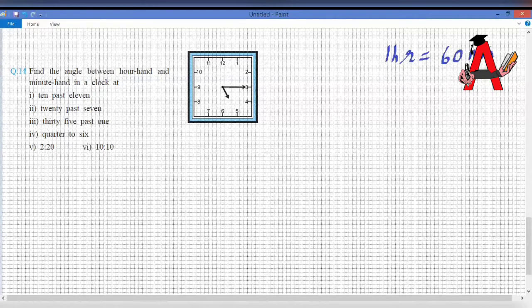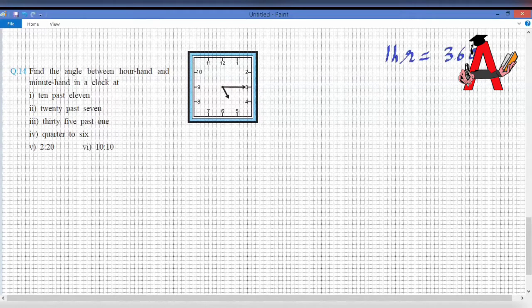minutes, or I can say that 1 hour means 60 minutes, which means it completes 360 degrees. 1 hour is equal to 360 degrees because in 1 hour the hand completes the entire 360 degrees. Now 1 hour is equal to 360 degrees.